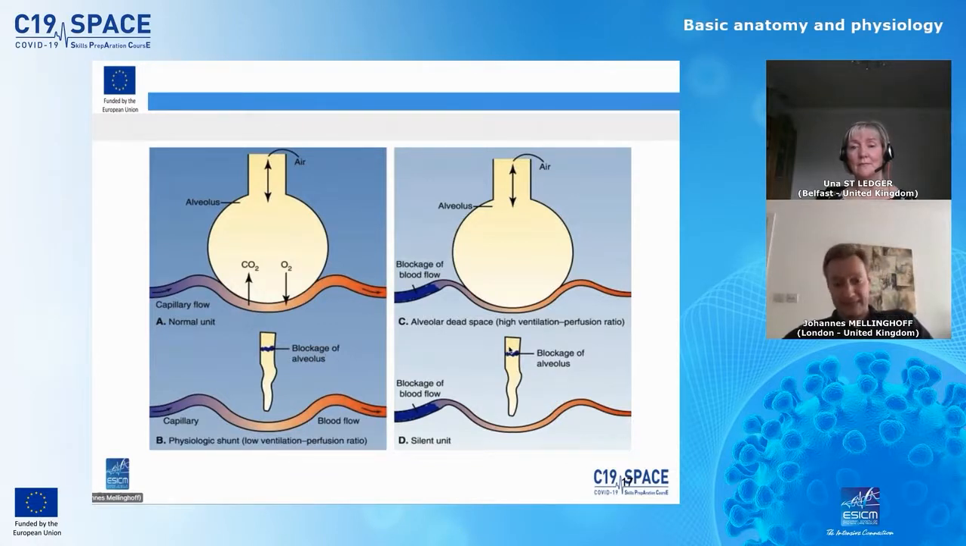In picture C, you can see that air is still going into the alveoli from the outside, but there is a blockage of blood flow. This is what we call alveolar dead space. And if both of these conditions in B and C exist, we talk about a silent unit, as there is no blood flow and neither air in the alveoli.